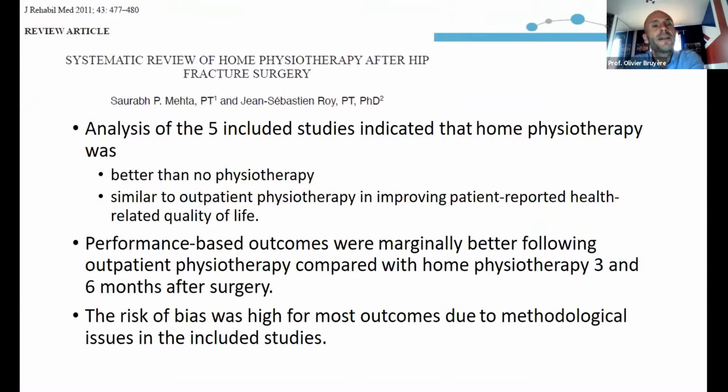It's also very interesting to observe that, as discussed before, physiotherapy performed at the home of the patient is better than no physiotherapy and is similar to outpatient physiotherapy. So once again, if the patient is not able to go to the hospital or to the office of the physiotherapist, it's still possible to have some physiotherapy at home, and that's effective. We are able to improve the pain of the patient after a hip fracture.